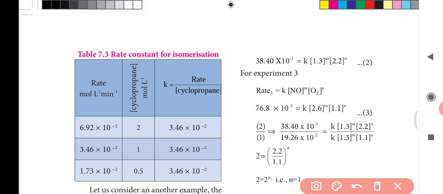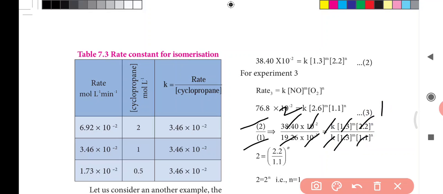To find the order of the reaction for the oxidation of nitric oxide, we have to divide the equations, that is, equations 1, 2 and 3. First we divide equation 2 by equation 1. We cancel the 10 to the power of minus 2, and you get 2 on the left side. On the right side, we cancel k, and dividing the concentrations, you get 1.